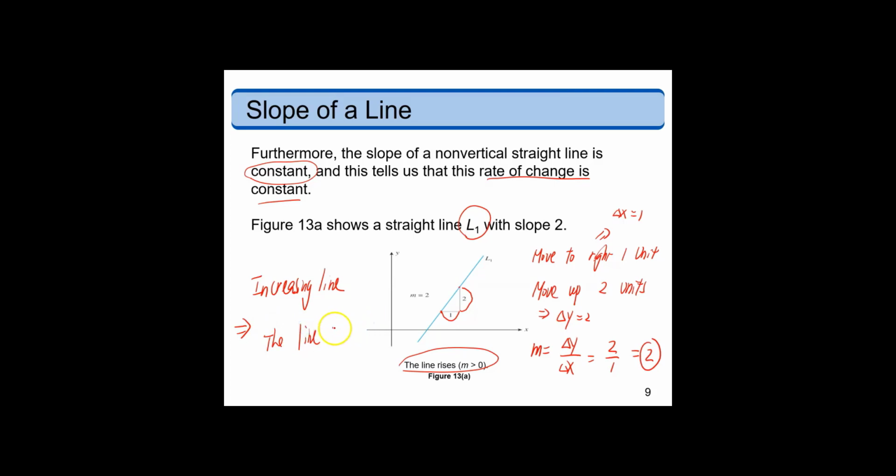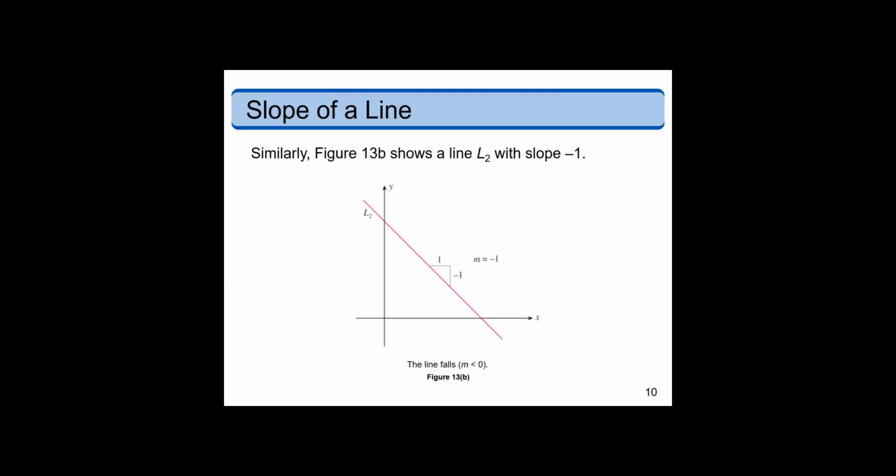So if the slope is greater than 0, then we have the conclusion that it is an increasing line. Going from left to right, the line is going upward. We also have a decreasing line. Let's say the slope is negative, less than 0, that means we're dealing with a decreasing line. And this tells us that from left to right the line falls. Going from left to right, it's going downward.